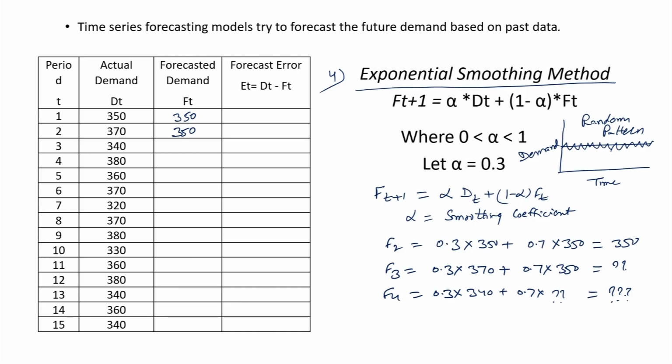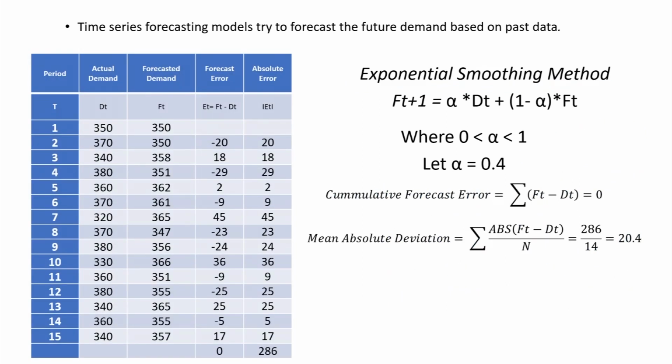So, like this. In that manner we can calculate the forecast of the various periods, and in the same manner we can calculate the forecast error, and then based on that we can calculate the cumulative forecast error and mean absolute deviation. So, let us see, this particular calculation is for a smoothing coefficient of 0.4.